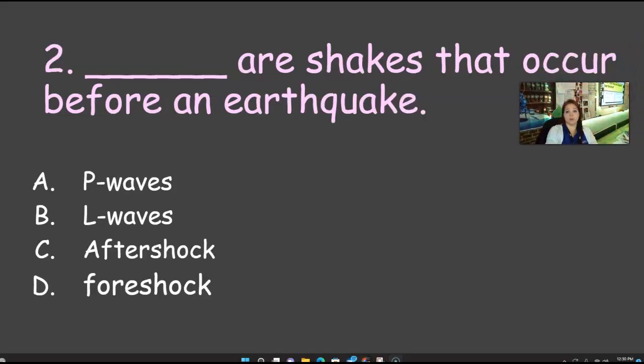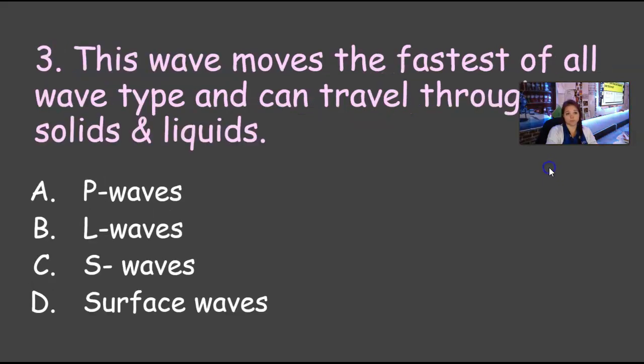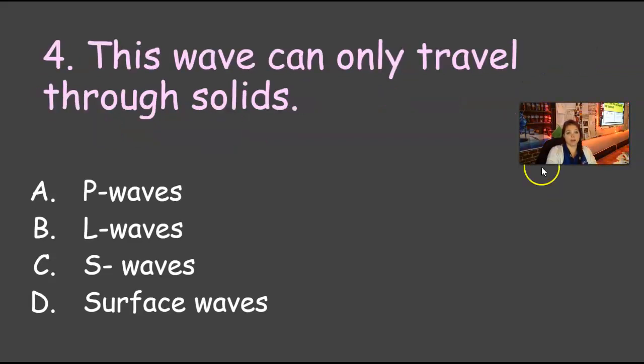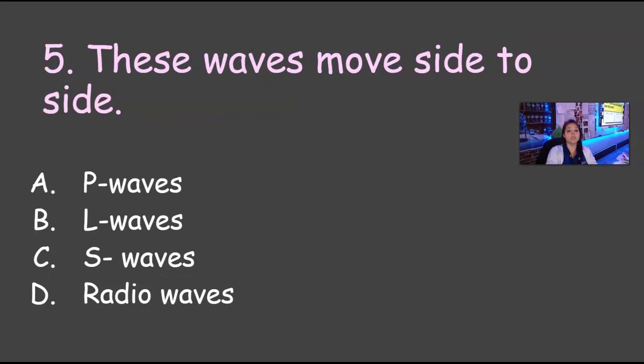2. Blank are shakes that often occur before the earthquake. Is it P waves, L waves, aftershock, or foreshock? 3. This wave moves the fastest of all the waves and can travel through solids and liquids. P, L, S waves, or surface waves? All right. This wave can only travel through solids. P wave, L wave, S wave, surface waves. These waves move side to side. P wave, L wave, S wave, radio waves.